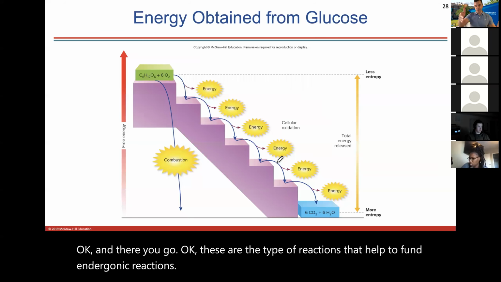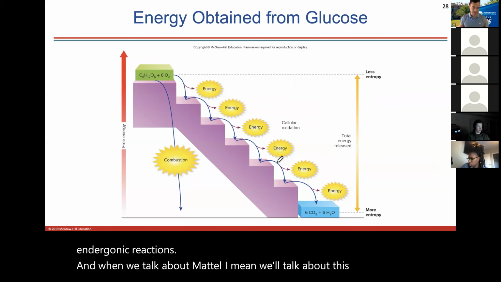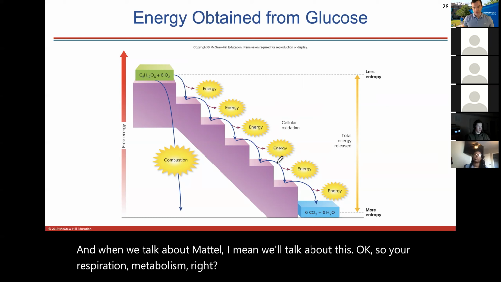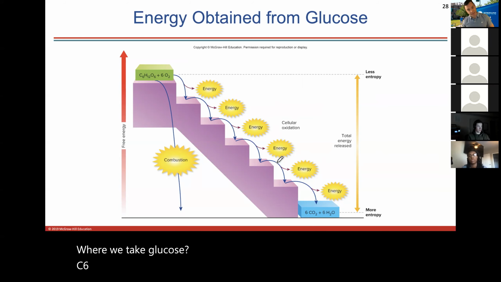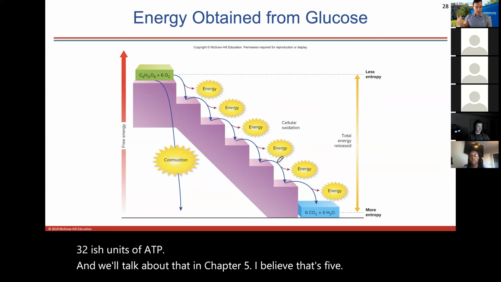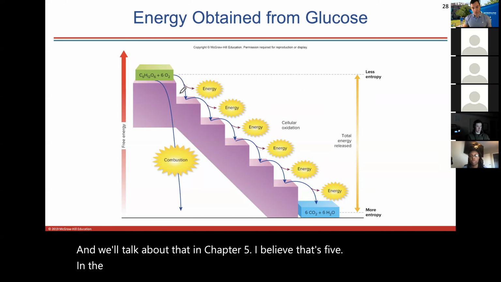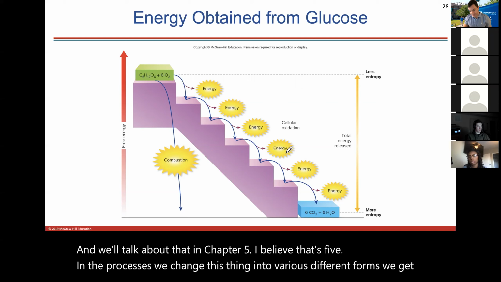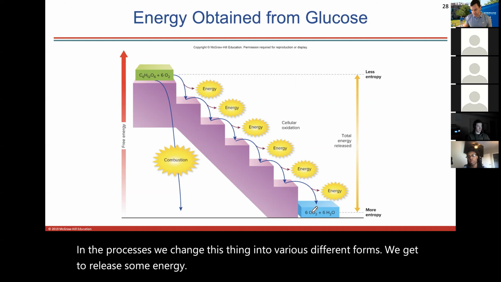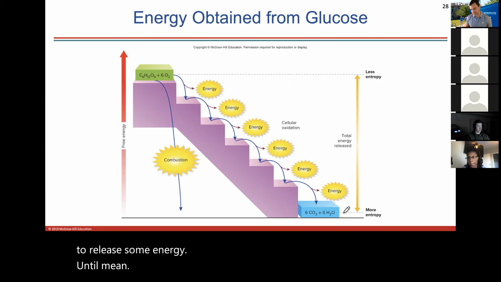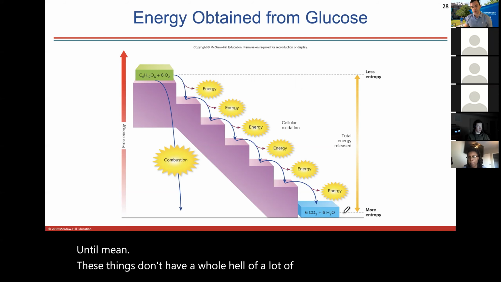And we'll talk about this in cellular respiration, metabolism, where we take glucose, C6H12O6, and some oxygen, and we can yield a good chunk of energy. 32-ish units of ATP. And we'll talk about that in chapter 5. In the process, as we change this thing into various different forms, we get to release some energy, until these things don't have a whole heck of a lot of energy, and they're removed from the system.